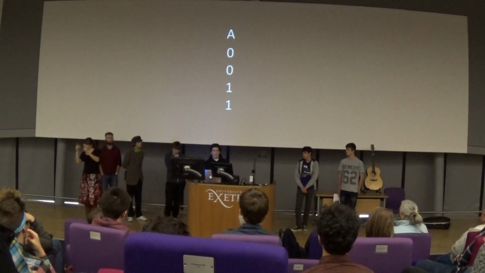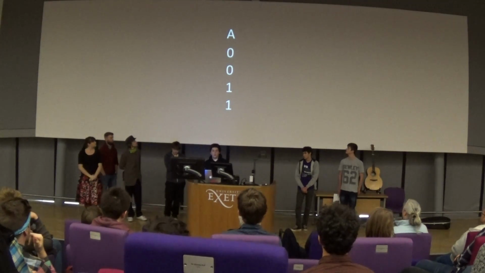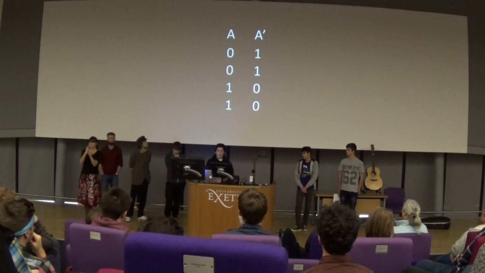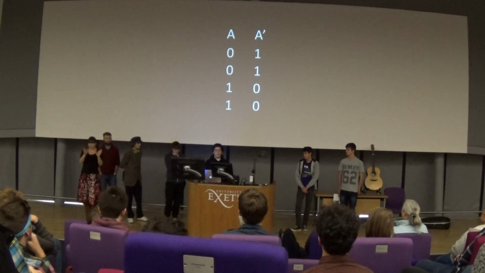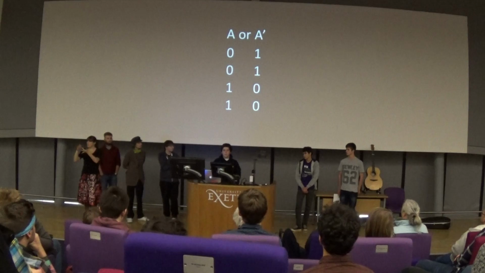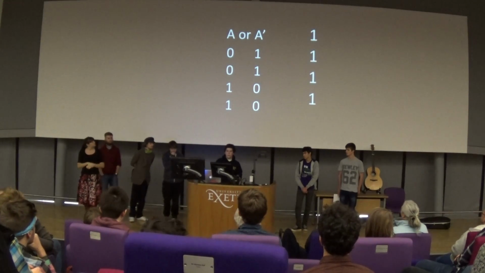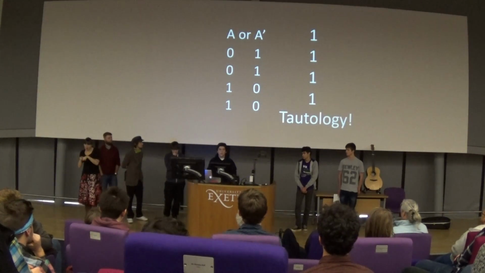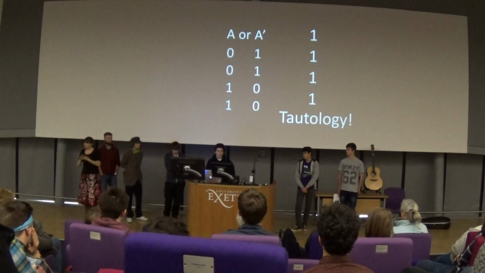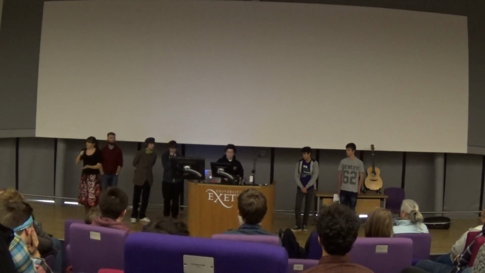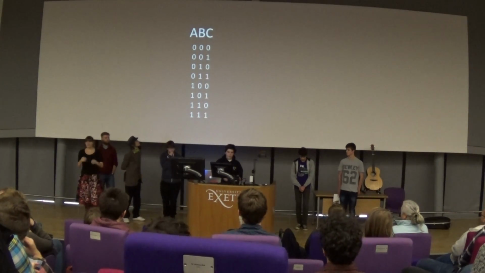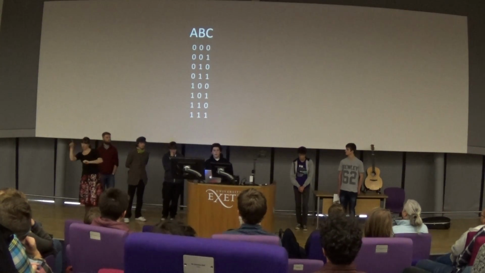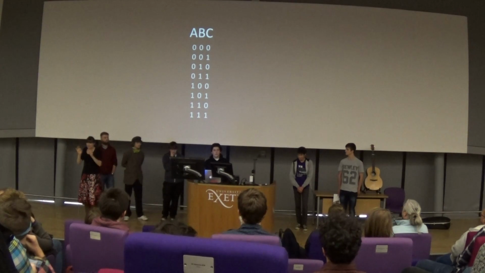If we take the combinations of A, and then we take the combinations of not A, which is the same but opposing, and then we put an OR operator in between them, which is just adding them up together, we can see that it gives all ones, which is a tautology because it will always be true. If we add more variables, say A, B, and C, you get the same thing if you do the same function.